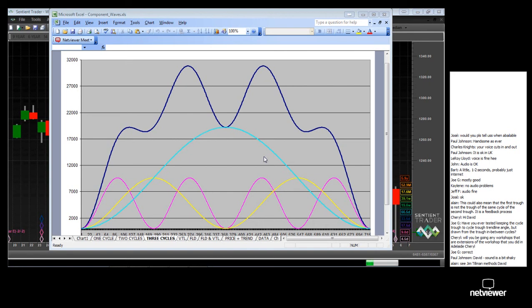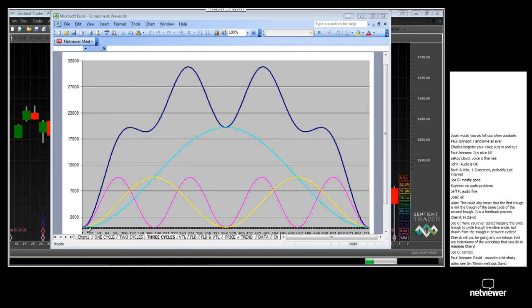So let's take that a step further and let's combine 3 cycles. Here is a spreadsheet which simply combines 3 cycles, a yellow cycle, a pink cycle, and a pale blue cycle. The resultant price movement, if you like, or the combination of those 3 cycles, is this dark blue line up at the top. Now that we have combined more than one cycle together, we can start looking at VTLs and what information they provide us with. So let's have a look at how we would draw VTLs.